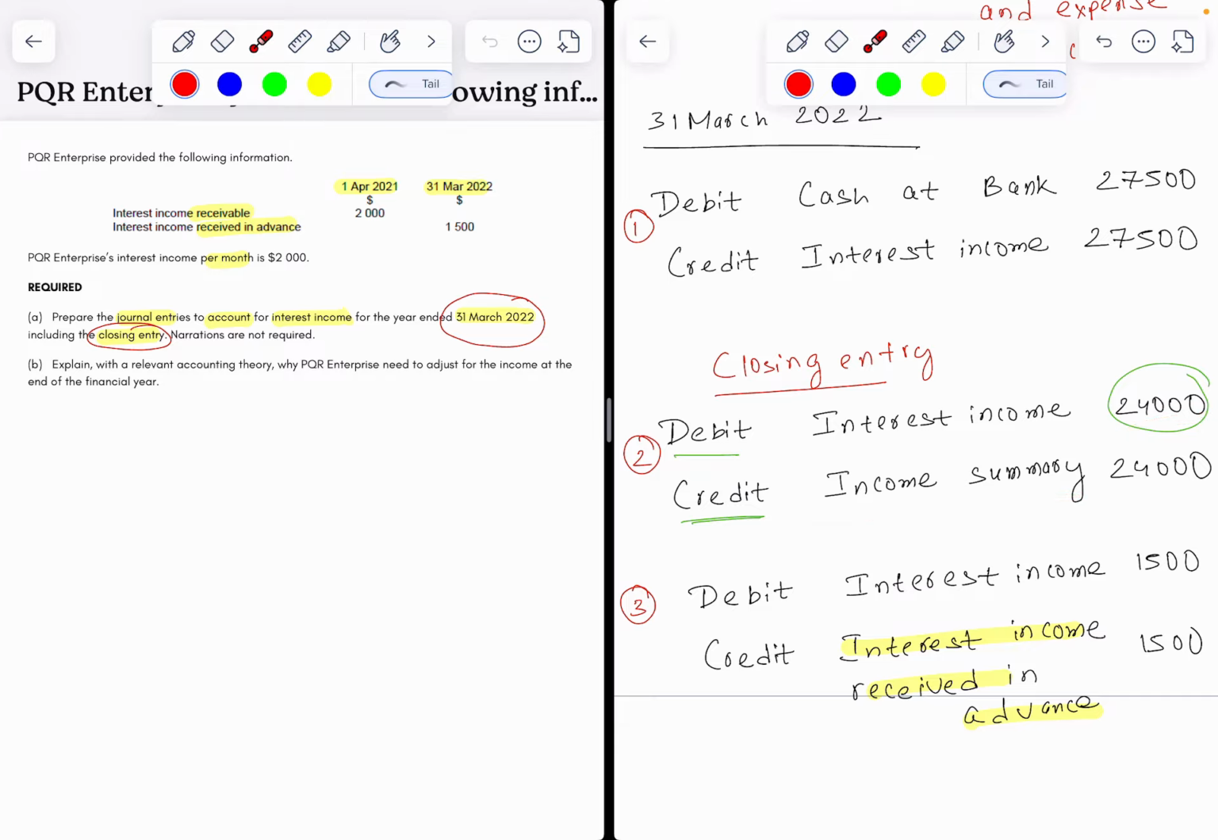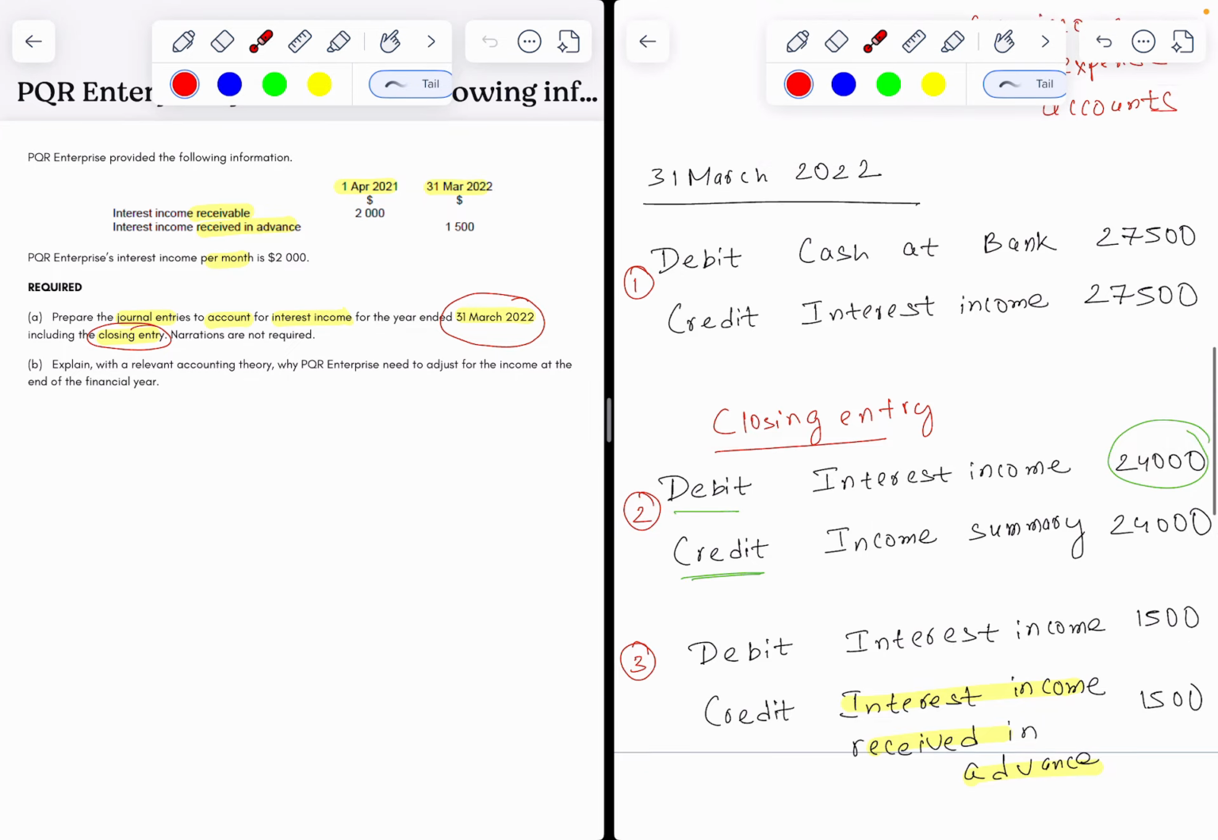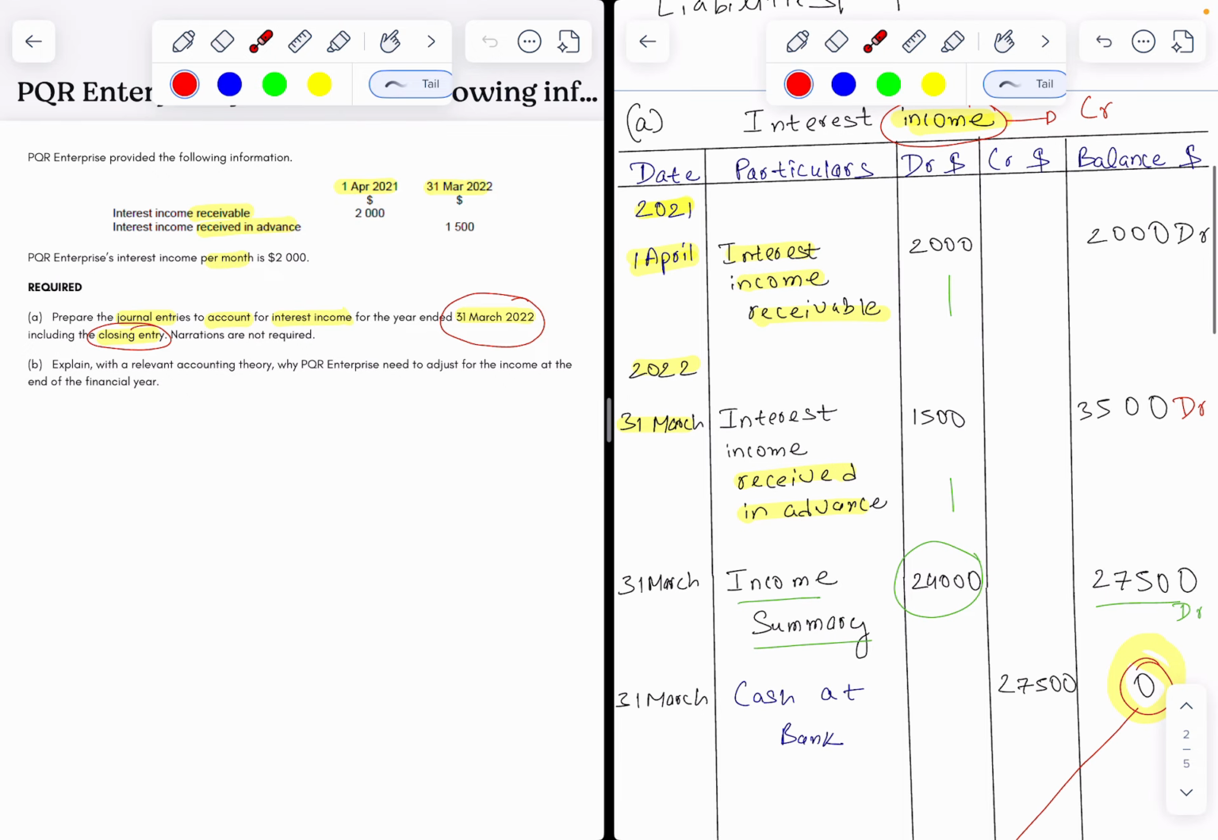Now, as part of this closing entry, we understand that we are debiting the interest income account. Therefore, in the ledger account, what we are doing is we are debiting the $24,000 for income summary at 31 March, okay? And this refers to interest income, which we have earned. So altogether, we have got three debits. So $24,000 added to $3,500 debit gives us $27,500 debit, okay?